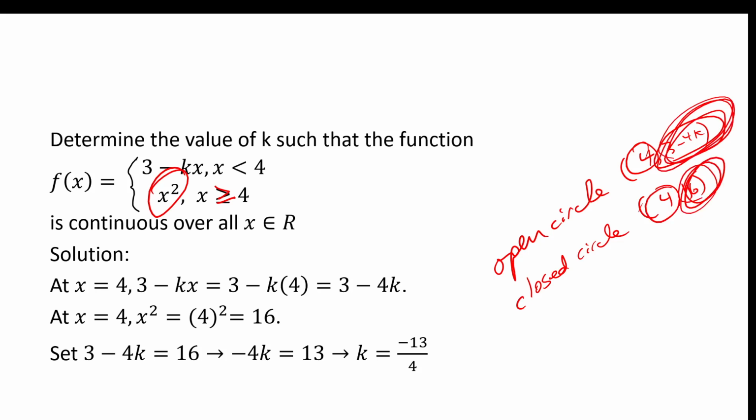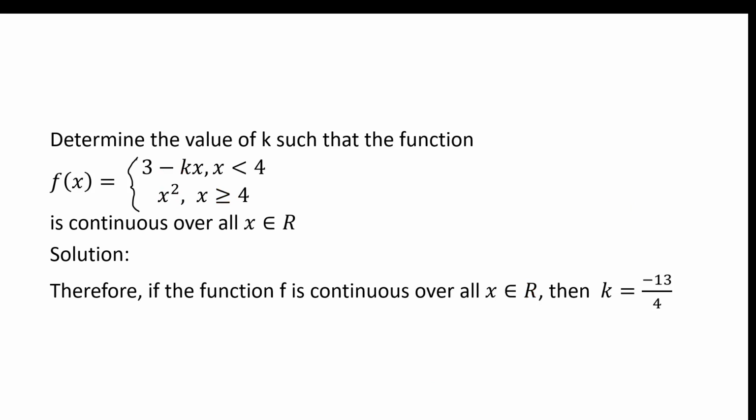Well, that's a pretty easy question at that point. Just set 3 minus 4k equal to 16. That means negative 4k equals 13, and so k is negative 13 over 4. And we've answered the question. If k is negative 13 over 4, then we have a continuous function.